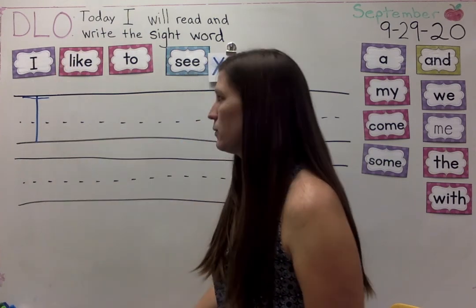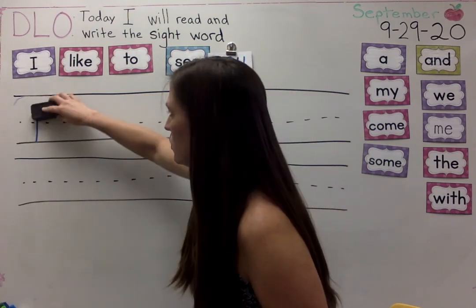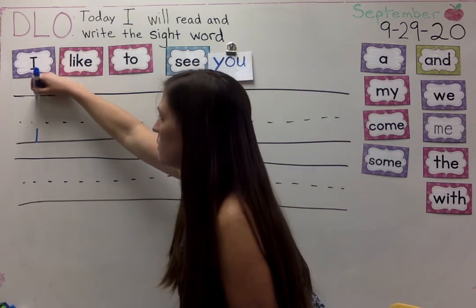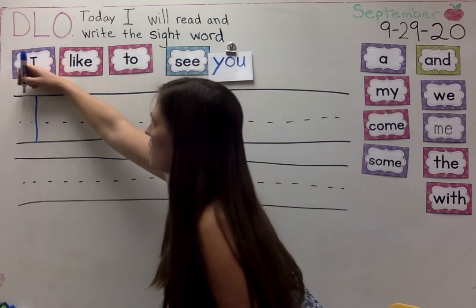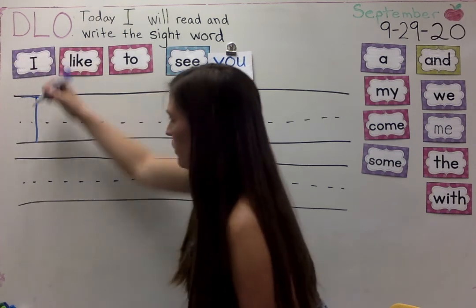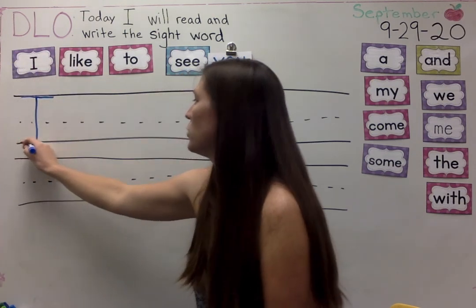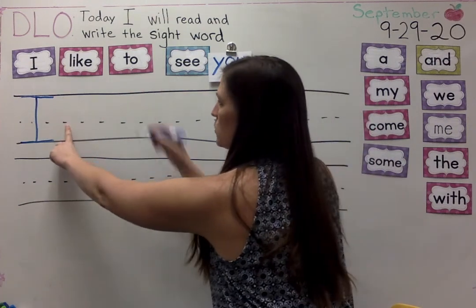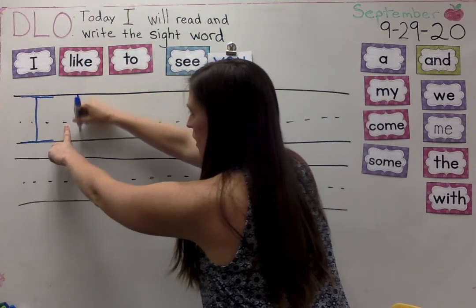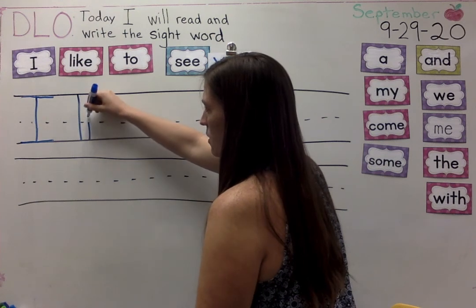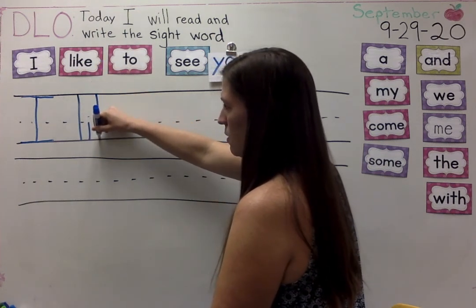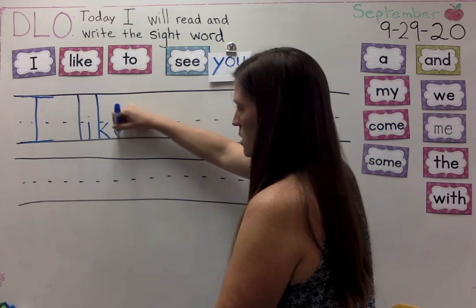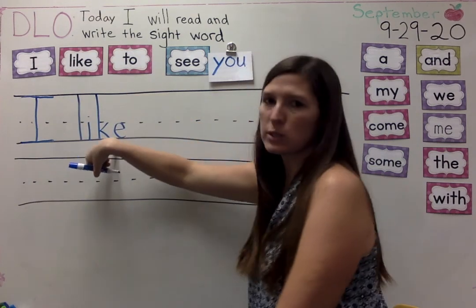I, capital I, down at a hat. Whoa, writing sideways can get a little goofy sometimes. Let me try that again. One more time. Down. At a hat. There we go. Had some feet. I like. Don't forget a finger space. Like. L-I-K, kick in, kick out, E. L-I-K-E spells like.